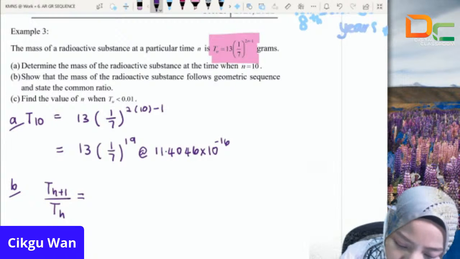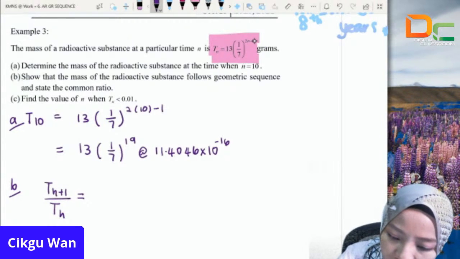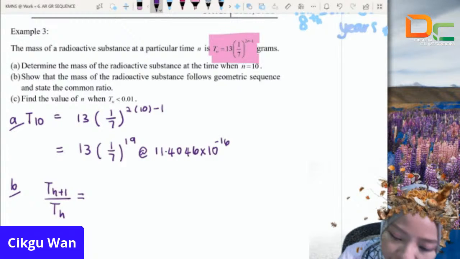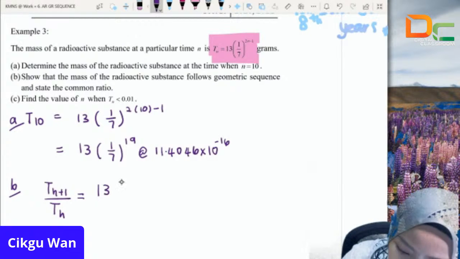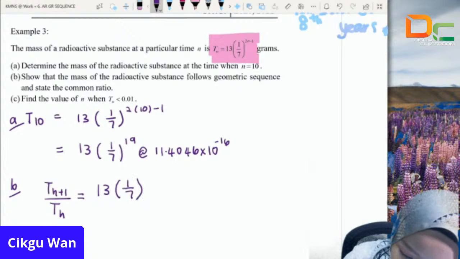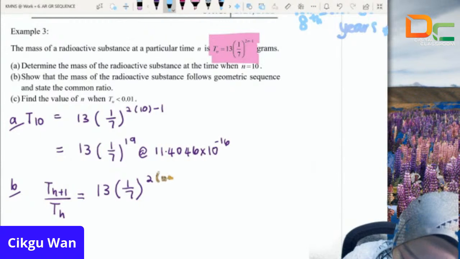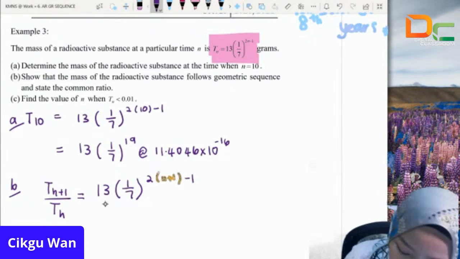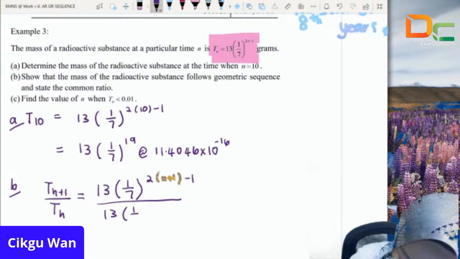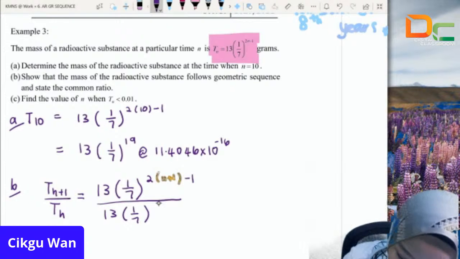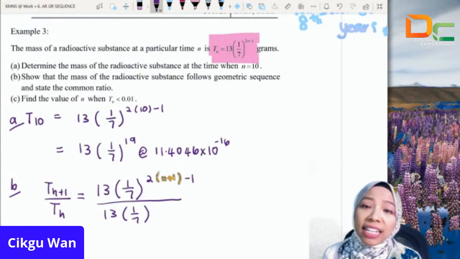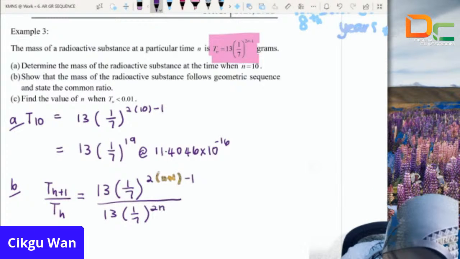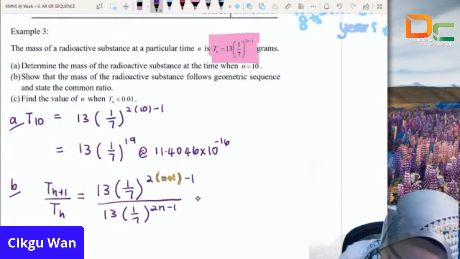Okay, if this is n plus 1, kita just masukkan je lah dekat dalam n. So 13, 1 over 7, 2, n tadi ni bukan lagi n tetapi n plus 1. So I ambil pen lain, n plus 1, okay. Minus 1, okay. Boleh semua? Okay, and then over with 13, 1 over 7, 2n, okay. Ini n as it is, seperti dalam soalan. 2n minus 1, okay. So how are we going to solve this?